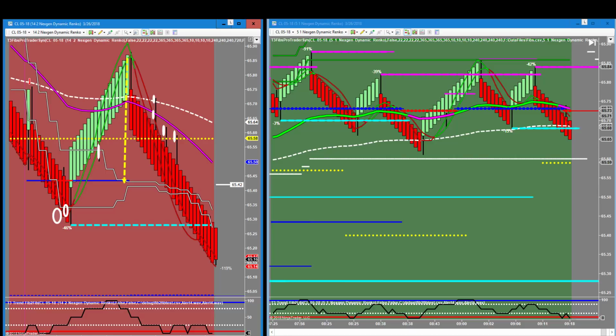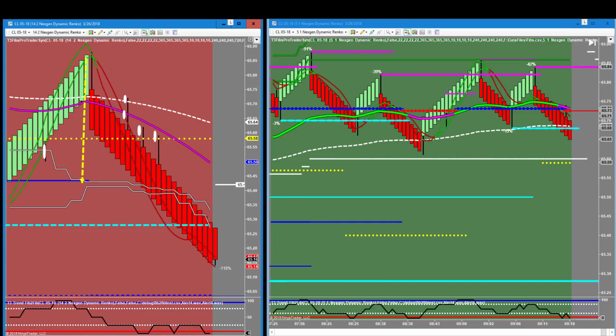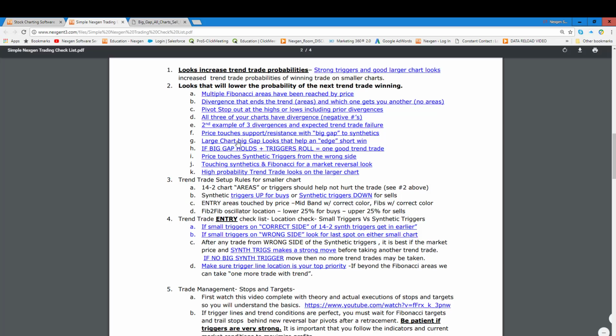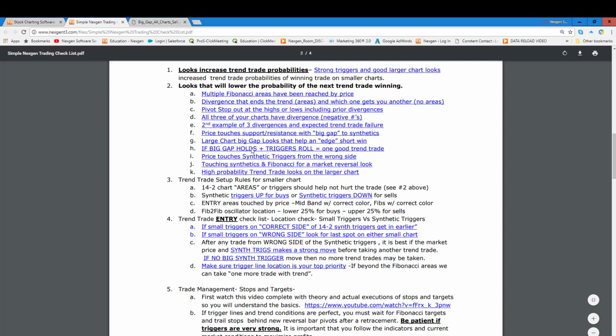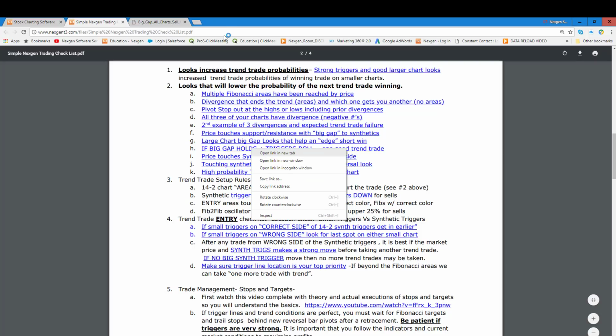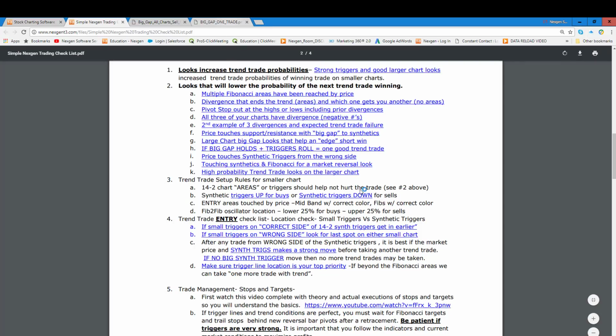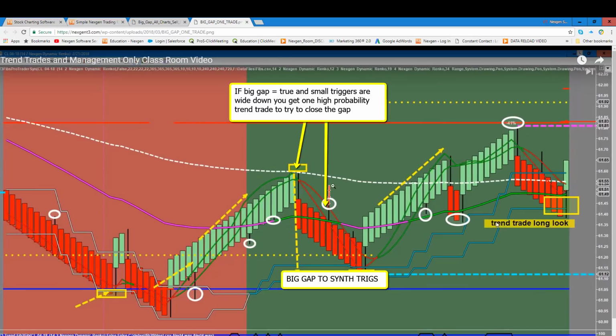Again, one of the things that we talk about in our trading plan is, and I like to show you where the plan is with this, if you have a large gap and the trigger lines roll over. So let me just show you what the setup looks like inside the plan. The big gap back to the triggers and the small triggers roll over, we can do a trend trade to get back to that gap.